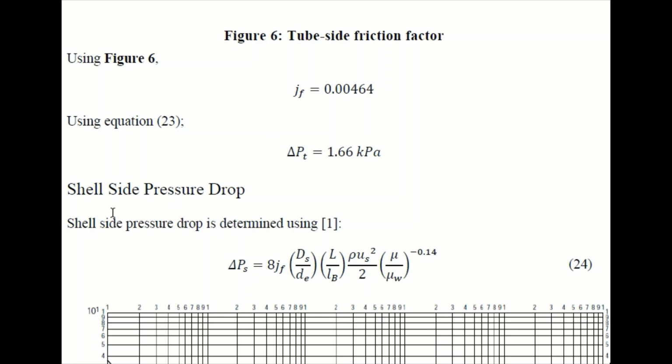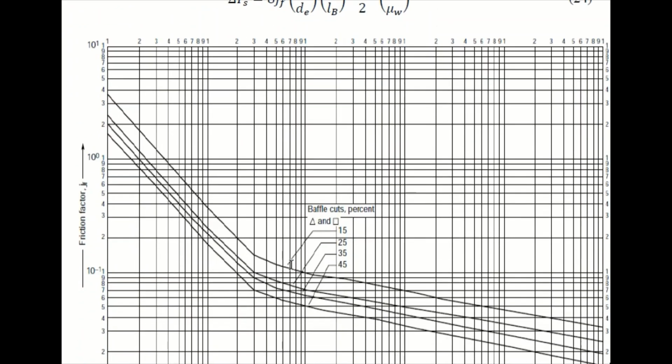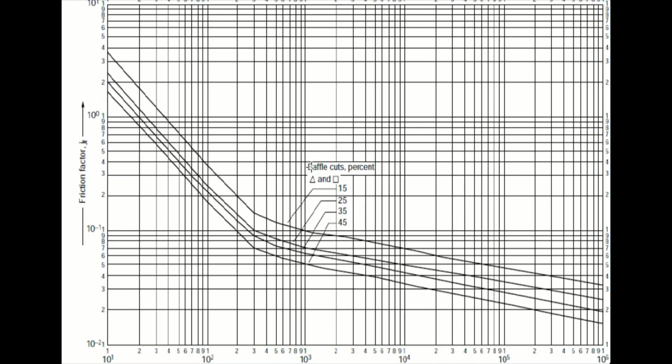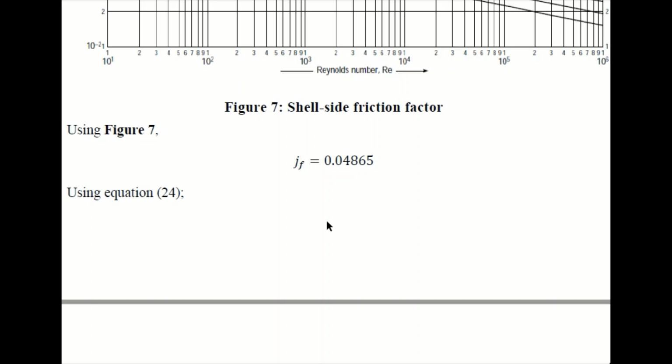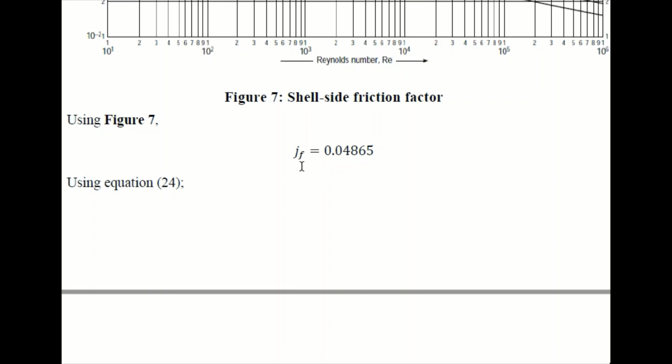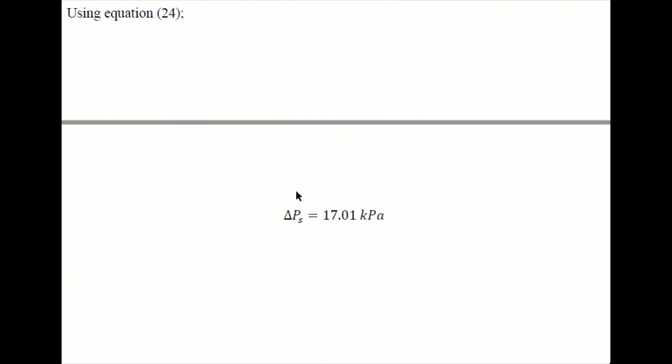Then we need to finally calculate the shell side pressure drop. So again we need JF factor. So based on the Reynolds number, we can calculate the JF factor, and again we can select the baffle cut anywhere between this, but make sure we keep the baffle cut the same for both heat transfer and hydrodynamic calculations. So we calculate the value of JF, and after substituting these values, we can calculate the shell side pressure drop.